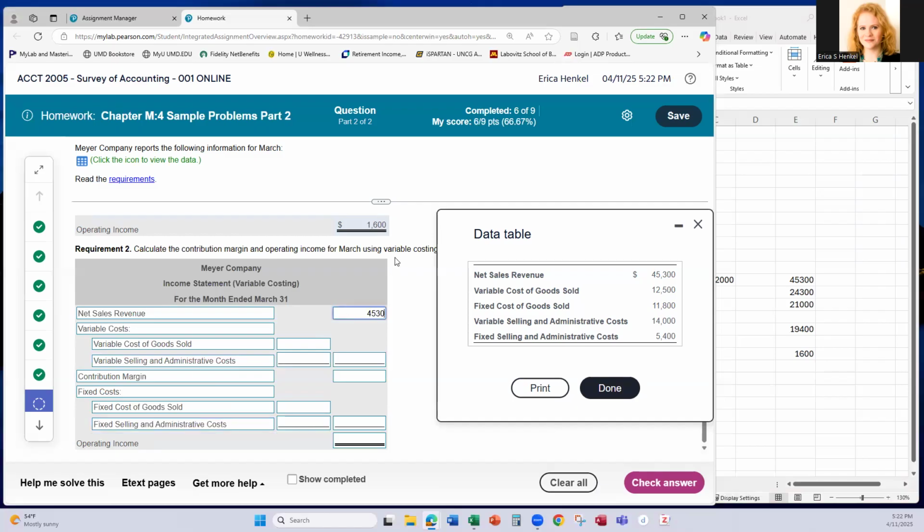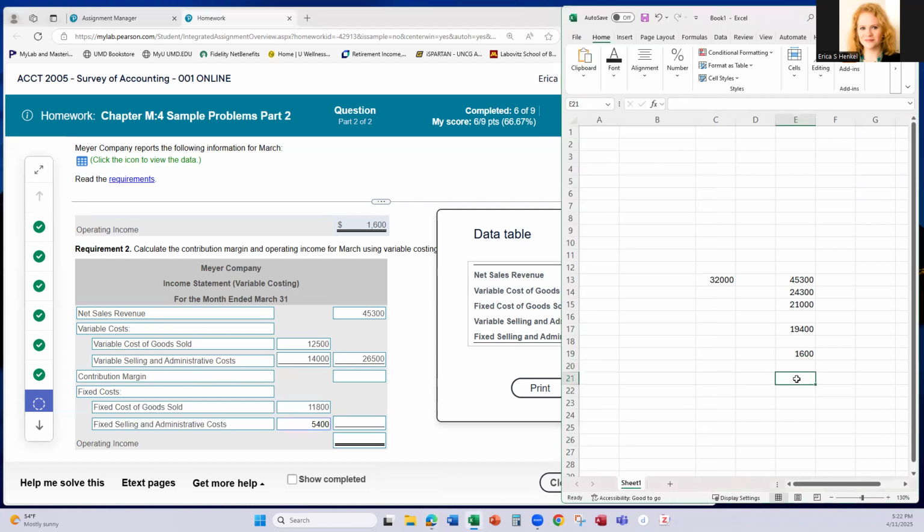So 45,300 here, variable cost of goods sold, 12,500, variable selling and administrative. So that gets us to 26,500. And then for fixed cost of goods sold, we have 11,800. Fixed selling and administrative, we've got 5,400. So that's going to get us to 17,200.